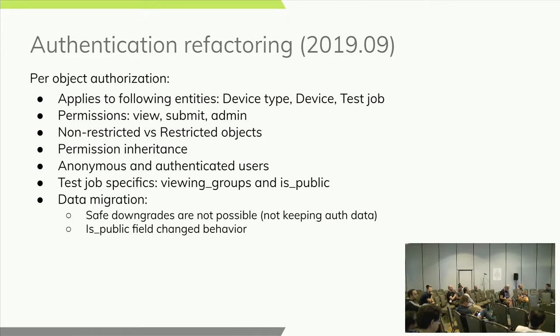So we support this kind of authorization for three entities: device type, device, and test job. The new permissions that are available are view, submit, and admin. So you can control who can view any of those entities, submit jobs to them, or do some administration stuff. Basically, this means that you can let users take the device offline and stuff like that.